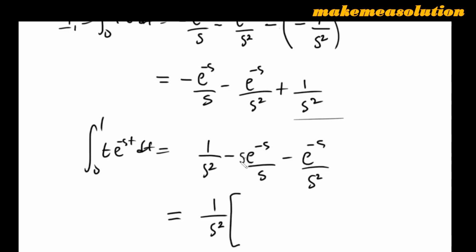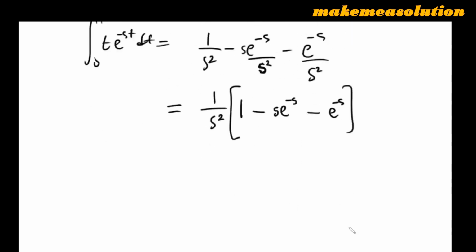If you multiply s here, then this one will become s squared. Is that okay? So this is how it was before. There was no s, but if you put s here, then you have to put s in the denominator, making it to be s squared. So if you factor out 1 over s squared, you get 1 from this term, and you get minus s exponential minus s, and you get minus exponential minus s.